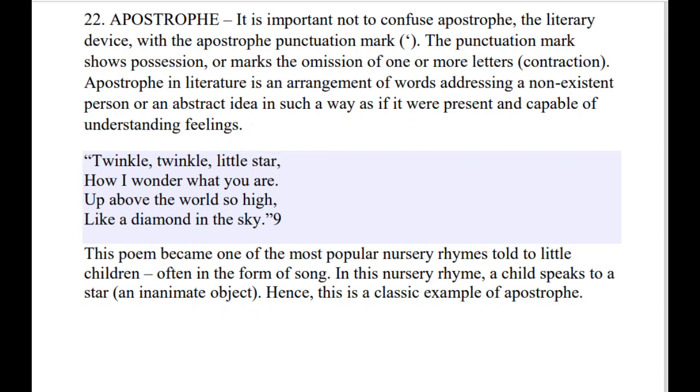In this nursery rhyme, a child speaks to a star. So what is the child doing? He is addressing, having a communication, a word with a star. So what is a star? An inanimate object. Is it a living thing? No, it's not a living thing. But he is telling the star, twinkle twinkle little star, how I wonder what you are. So he is talking to it, he is expressing his feeling. So a child speaking to a star. Hence, this is a very classic example of the use of an apostrophe in a poem.